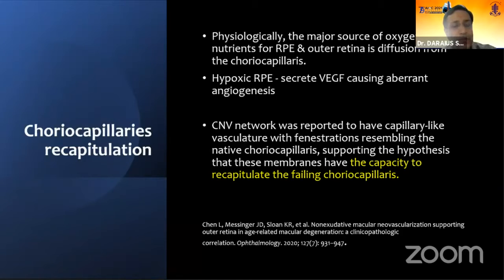Choreocap, this is one of the long words which Dr. Oni has given us to work on, but basically it's a concept, I think, more than something to see. Basically, physiologically, the source of oxygen and nutrition for RPE and outer retina is, of course, diffusion from choriocapillaris. And if the RPE is hypoxic, it secretes VEGF, which causes aberrant angiogenesis. So it was found that the CNV network has been reported to have capillary-like vasculature with fenestrations resembling the native choriocapillaris, supporting the hypothesis that these membranes have the capacity to recapitulate the failing choriocapillaris. So that is the key message in this.